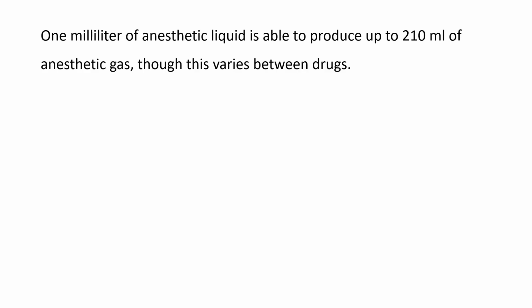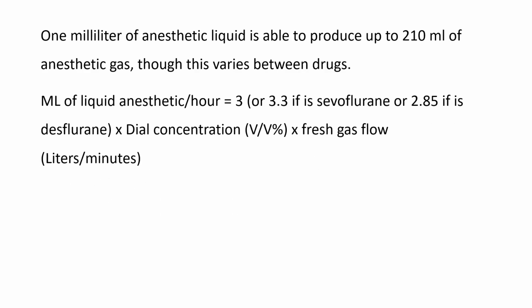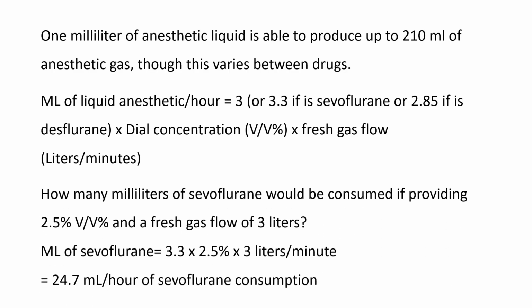between drugs. So the formula is: milliliters of liquid anesthetic per hour is given by 3 multiplied by the dial concentration multiplied by the fresh gas flow in liters per minute. Now this 3 becomes 3.3 if it is sevoflurane or 2.85 if it is desflurane. So how many milliliters of sevoflurane would be consumed if providing 2.5% volume by volume percent and a fresh gas flow of 3 liters? So ml of sevoflurane is equal to 3.3 multiplied by 2.5% into 3 liters per minute. That is 24.7 ml per hour of sevoflurane consumption. This is how we can calculate the consumption of the liquid anesthetic agent.